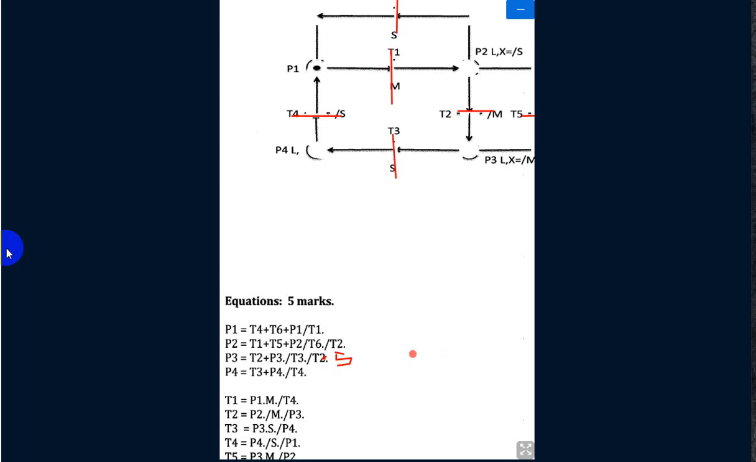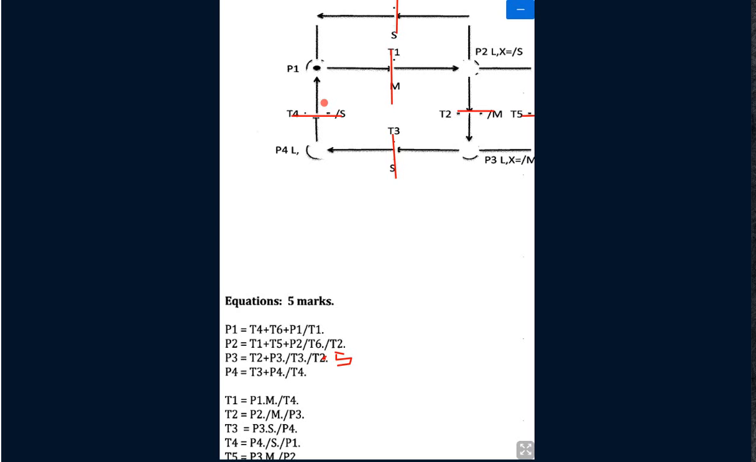Any questions? Then T4: you come in from T3, T4, T4 bar. So this is your P term.